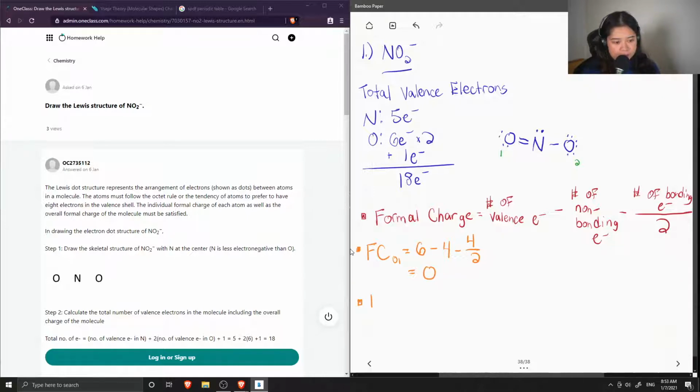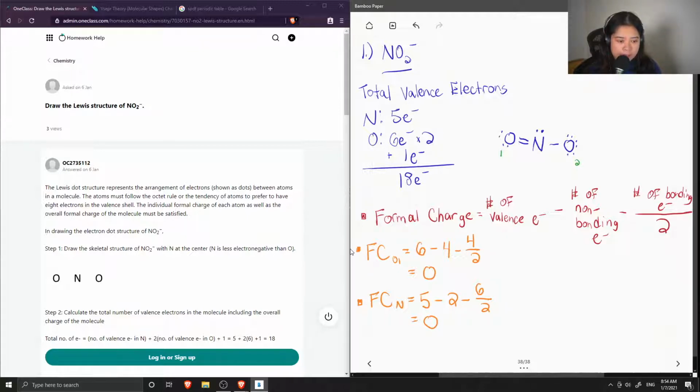Now let's look at the formal charge of nitrogen. Nitrogen has 5 valence electrons. The number of non-bonding electrons nitrogen has is 2. And there are 3 bonds to nitrogen, so there are 6 bonding electrons divided by 2. So 5 minus 2 minus 3 is also 0.